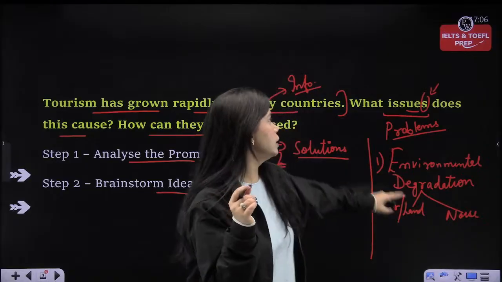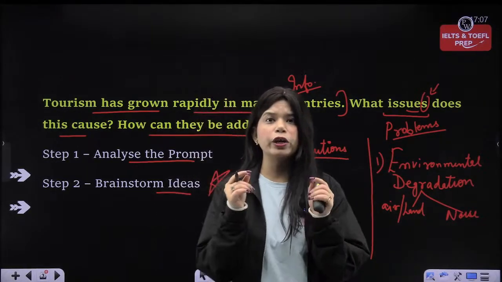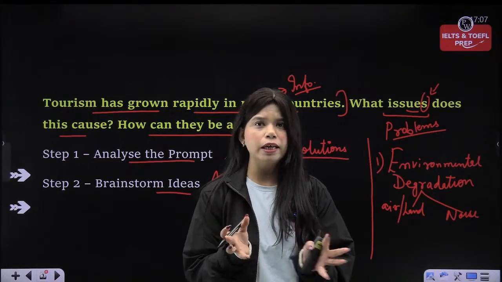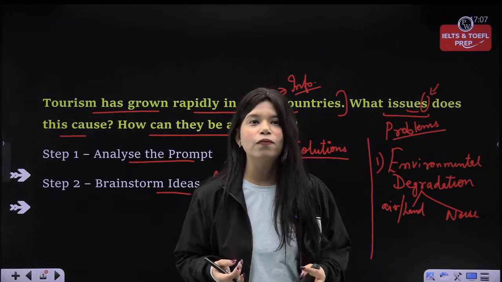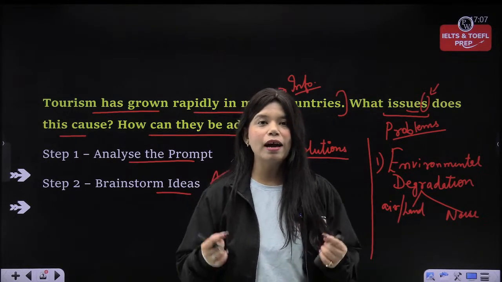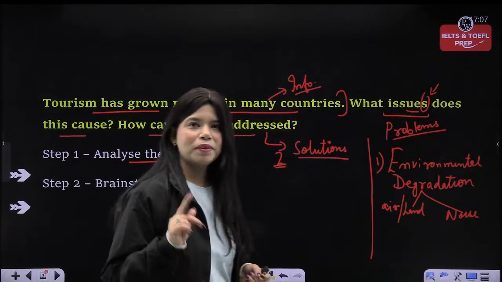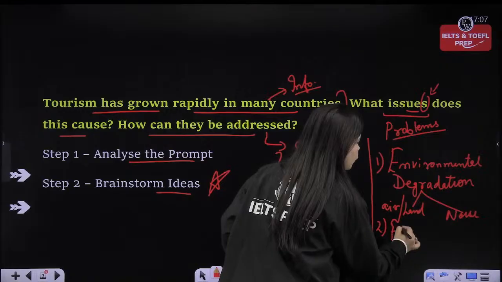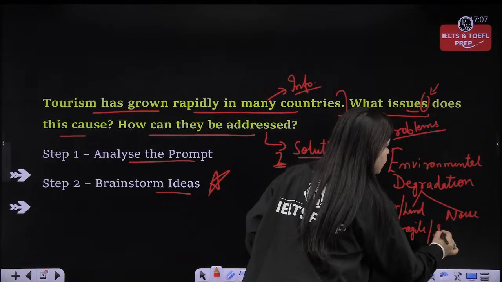Problem number two, since we need two problems, right? Now, what can be problem number two? Because of increment in tourism, what problems are created? Number one, I have written for you. What other problems can you think of? Okay, here you go. There are a lot of fragile, fragile means sensitive ecosystems.